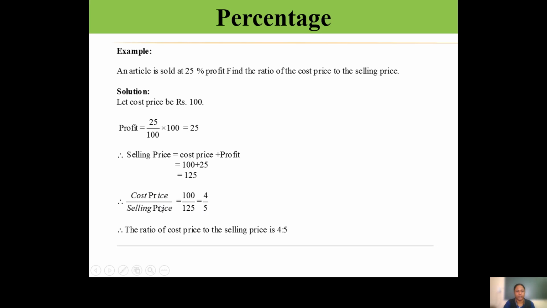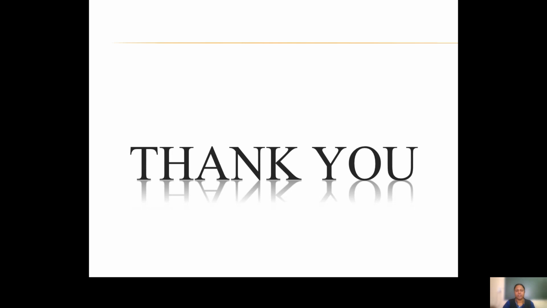Now we have to find the ratio of the cost price and selling price. The cost price we have assumed is 100 and the selling price is 125. So simply the ratio we get is 4 is to 5. So the ratio of the cost price and selling price is 4 is to 5. So this is about ratio, proportion and percentage.